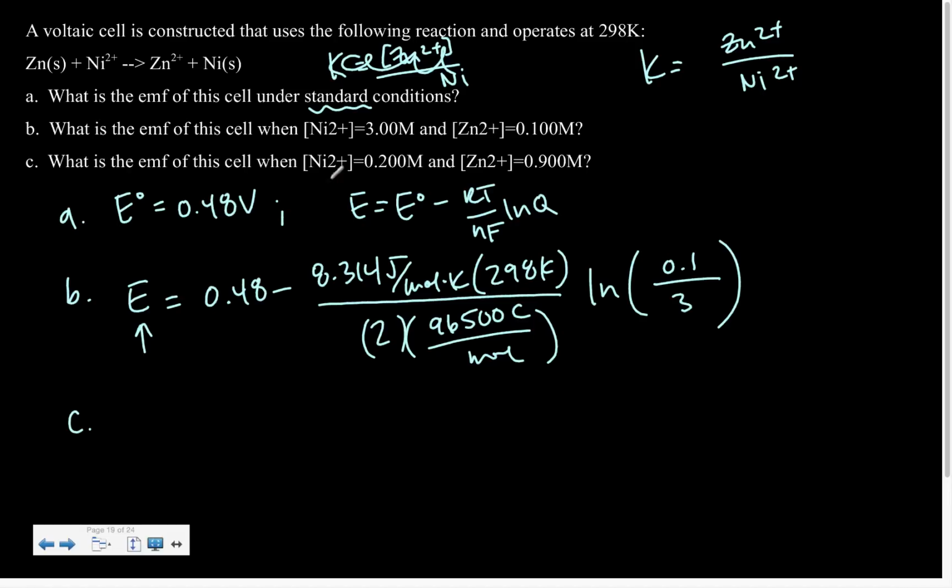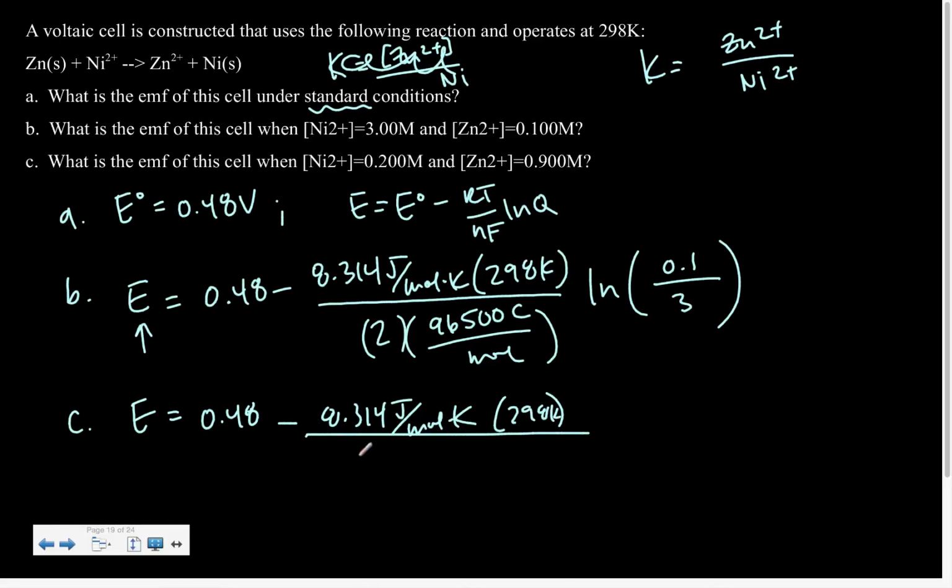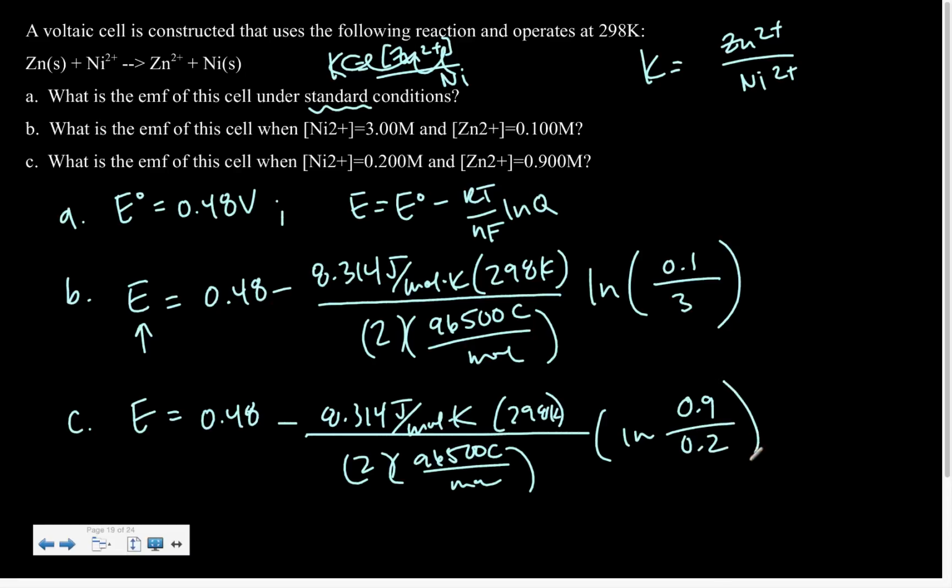All right, moving on to C. So what is the EMF of the cell when we have these other different concentrations? So let's do this. E is equal to, again, 0.48, because this is E naught, minus 8.314 joules per mole Kelvin times 298 Kelvin over 2 times that times the ln of, so zinc is 0.9 over 0.2.